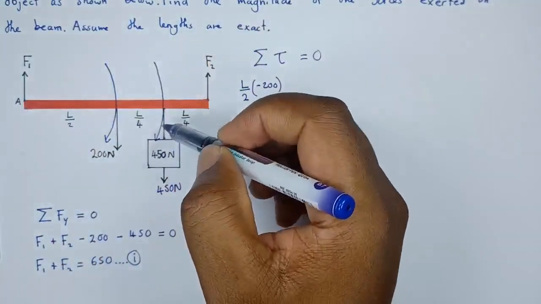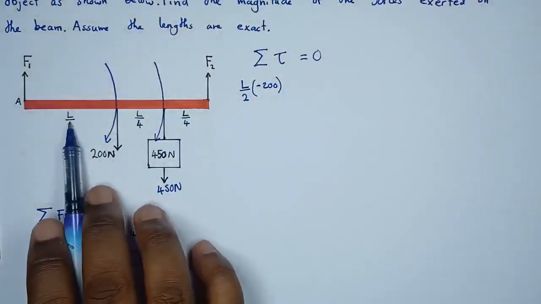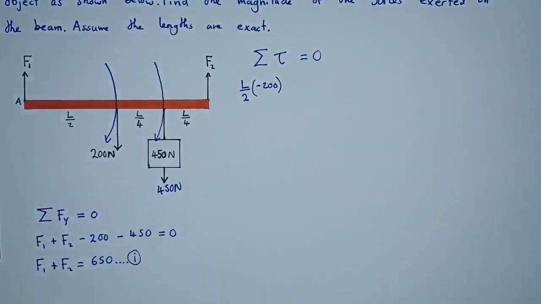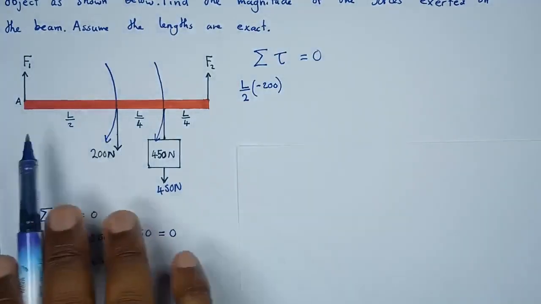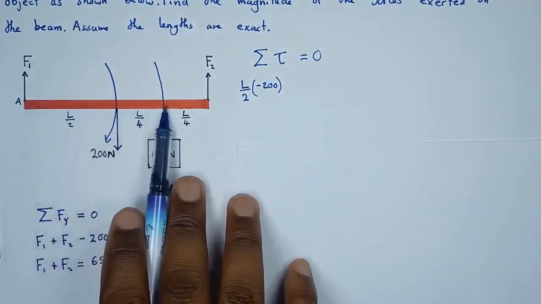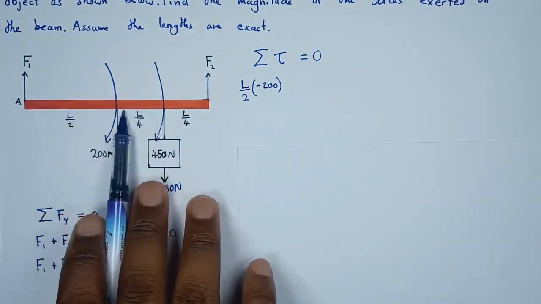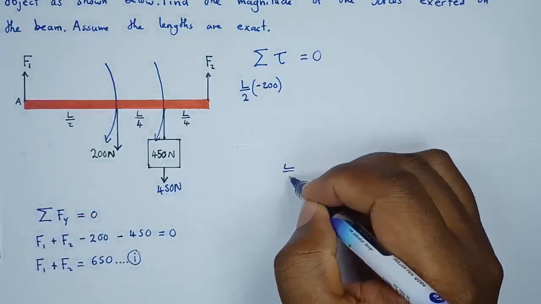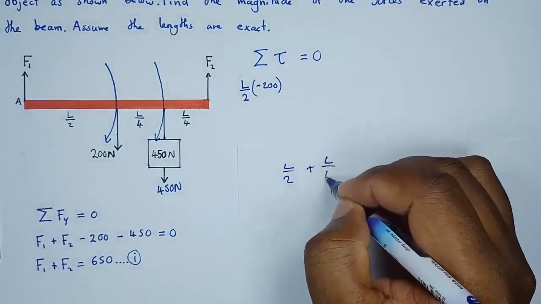So since this is clockwise, what is the distance? The distance we have is L over 2. Remember, we need the distance from the point of rotation to the force. So we have L over 2 and L over 4, so we're adding L over 2 plus L over 4.